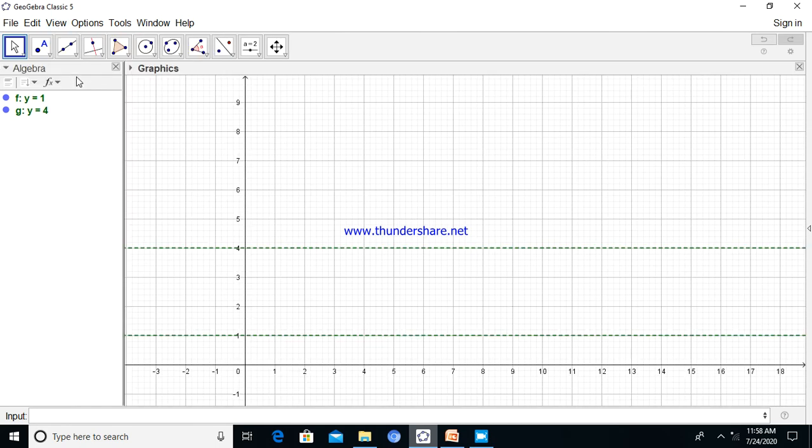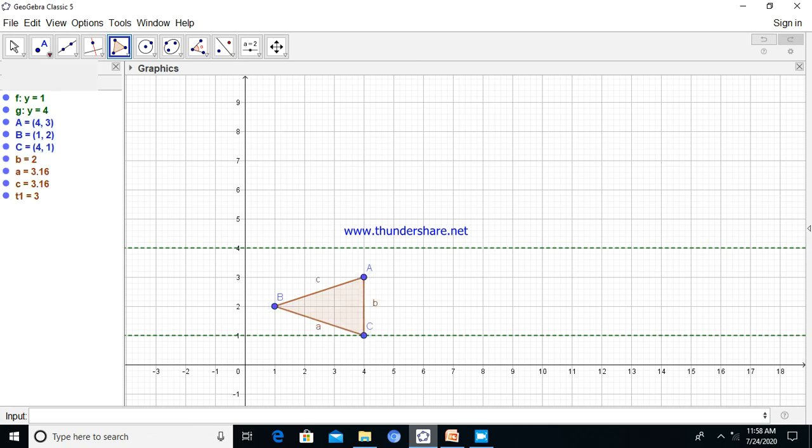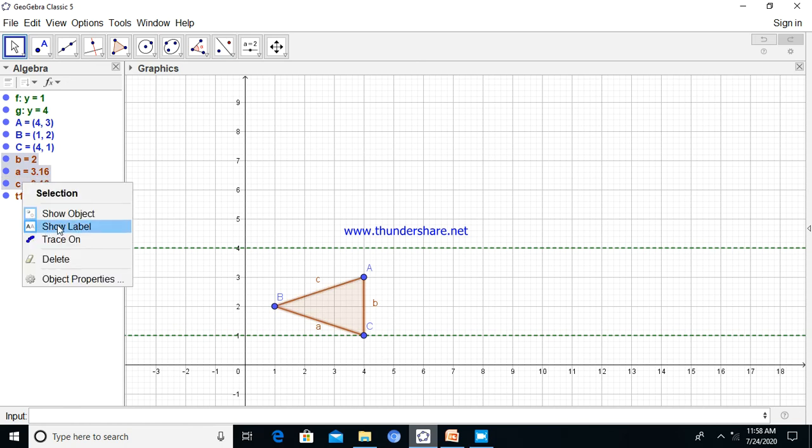Okay, so you can see this dotted line. One is y equals 1 and the other y equals 4, and they are lines of reflection. Now I'll choose one of the triangles to do the reflection manually. This is the triangle I have chosen, and I don't like to give the names of the sides, so let me make them disabled. Now triangle ABC is an object.